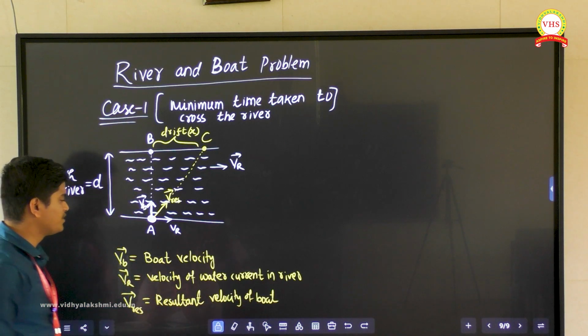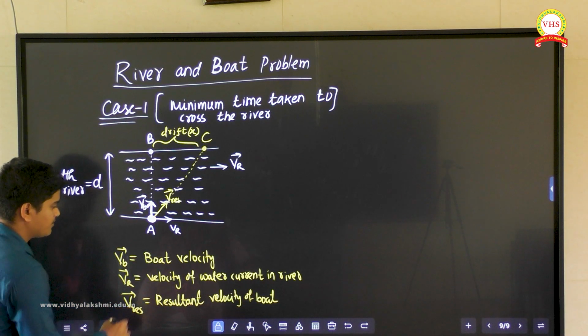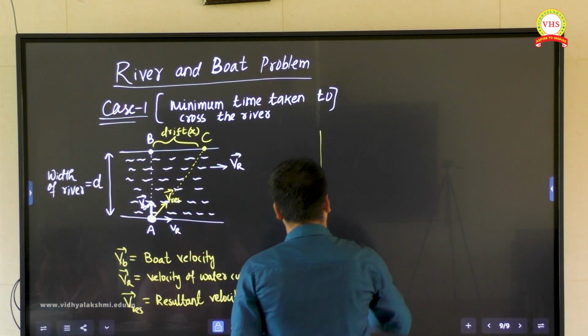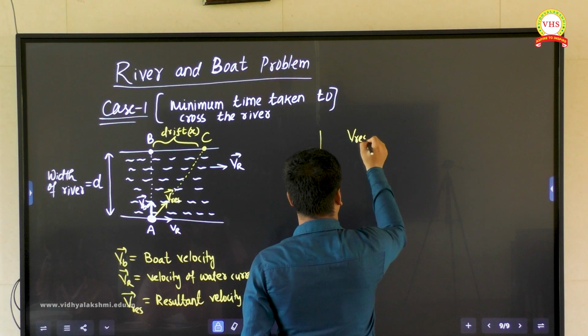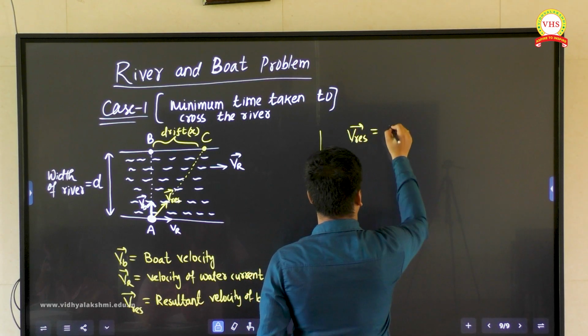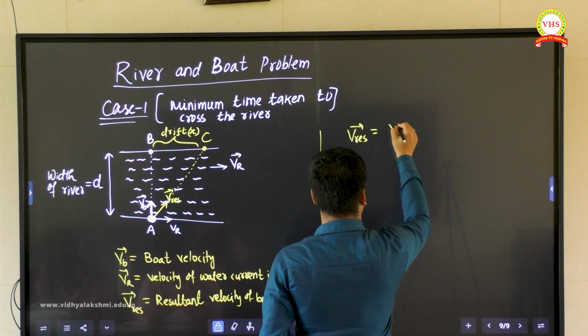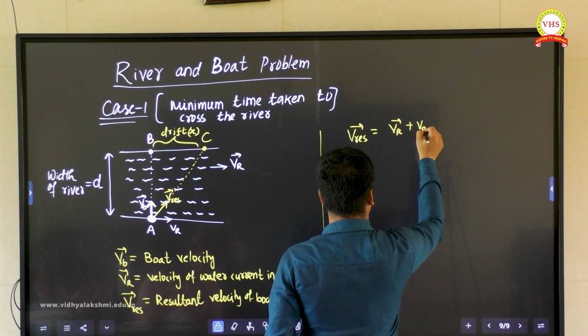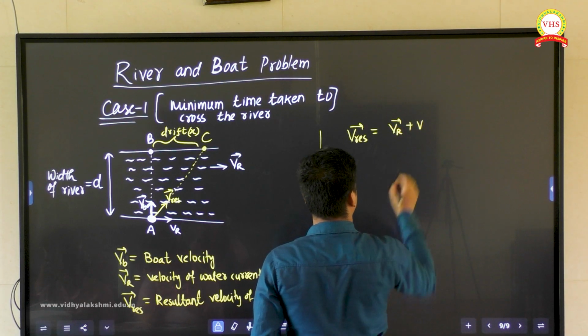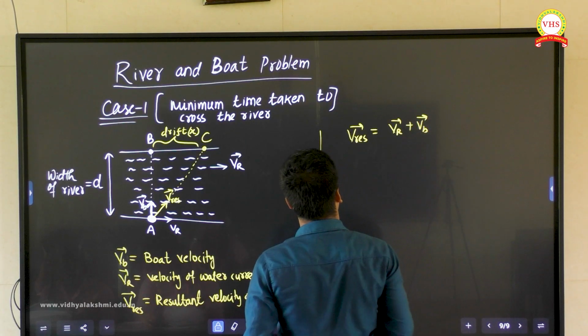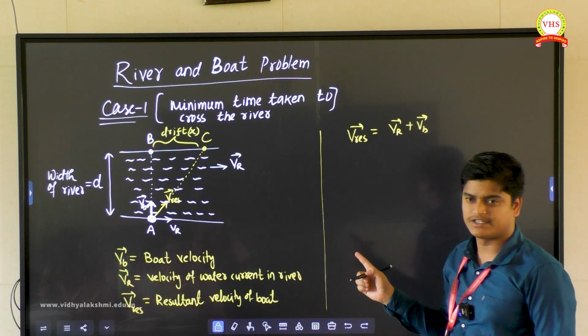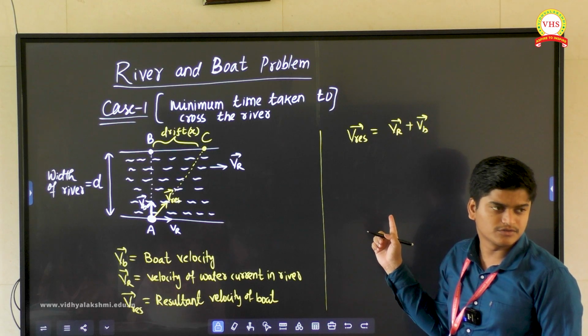Now tell, what is the magnitude of this resultant velocity? First, let's write it vectorially. V resultant is nothing but V_R vector plus V_B vector, that is, river velocity vector plus boat velocity vector. Are you getting or not?